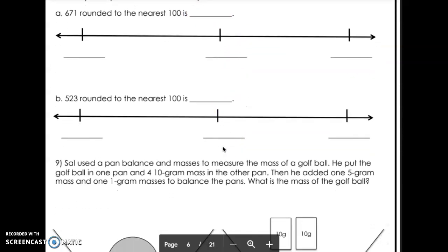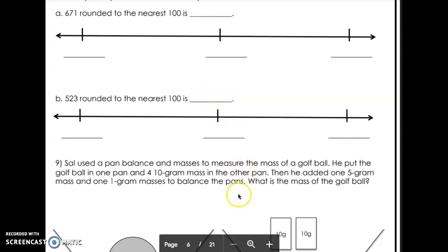Same thing, last rounding question. You're rounding 523 to the nearest 100. So you would put 500 over here, 600 over here. What is the middle between those? 550. Is 523 here or here on the number line? If it's here, then it would be closer to 500. If it would be here, it's closer to 600. So you're going to put your answer right there.